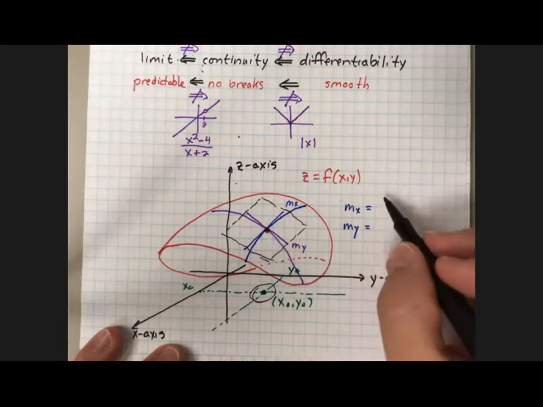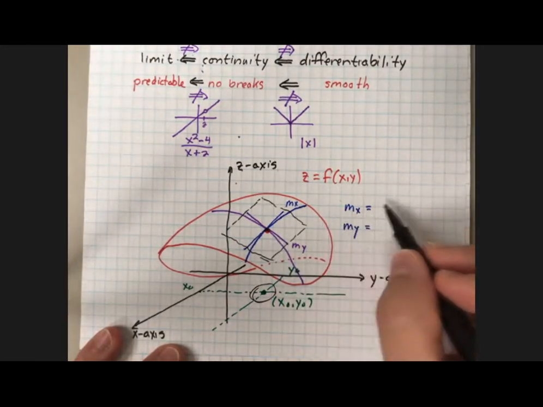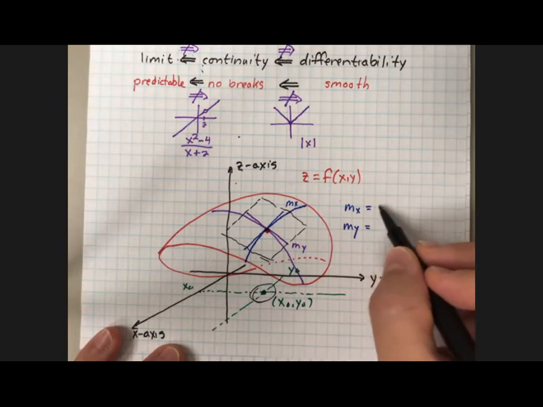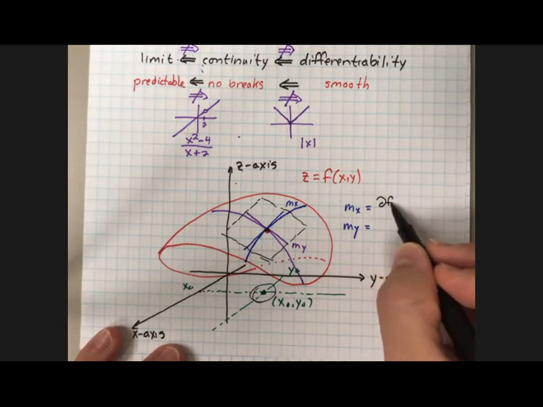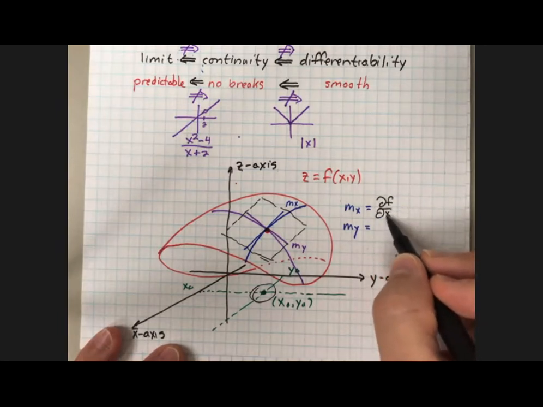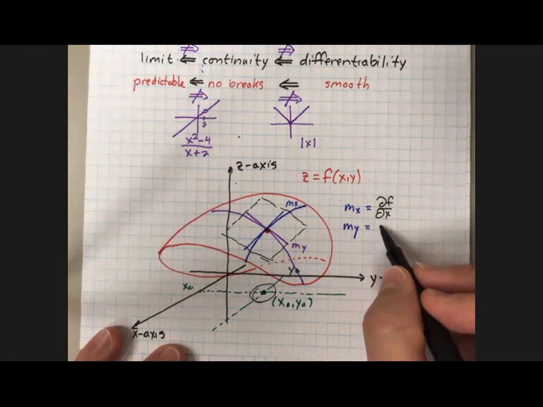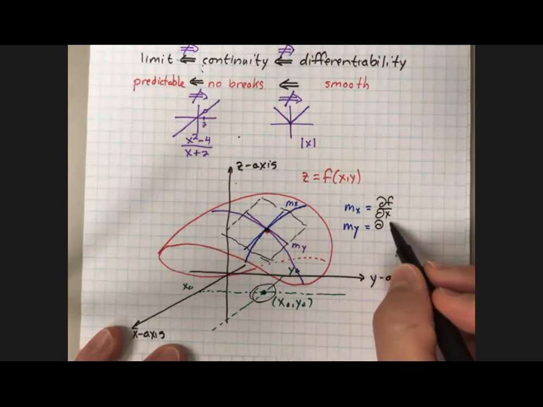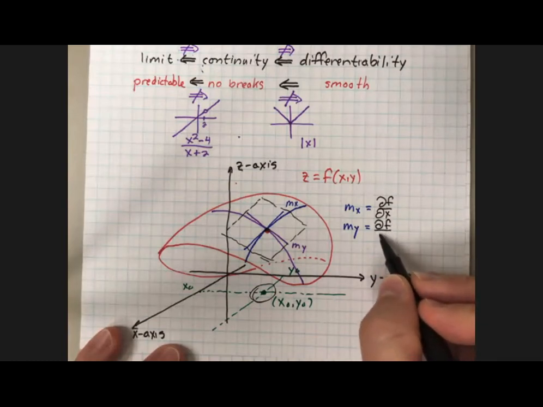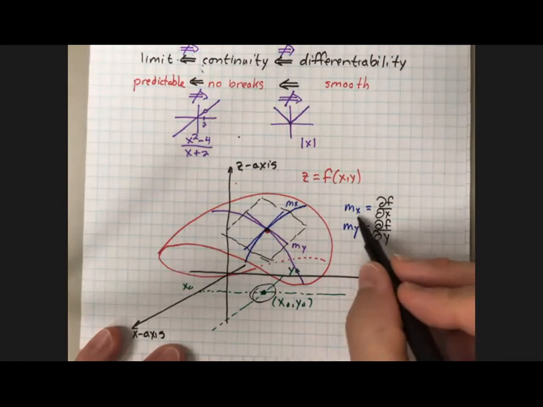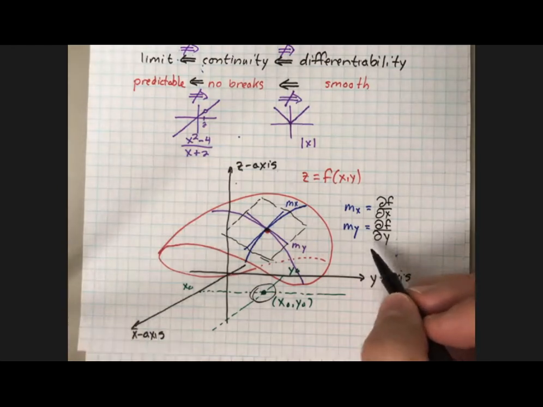Now, we made this statement last time. We even defined what mx and my should be. Mx is the partial derivative of f with respect to x, which we defined with a difference quotient, but we can use all of our previous derivative rules on this. The partial derivative of f with respect to y is the slope in the y direction.